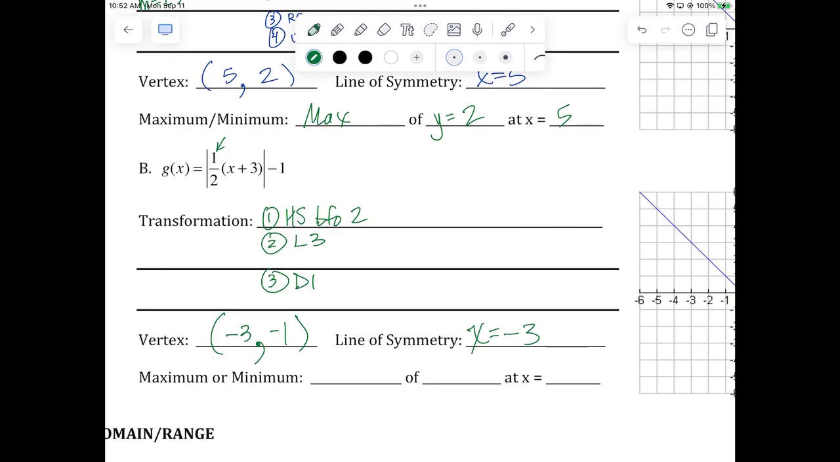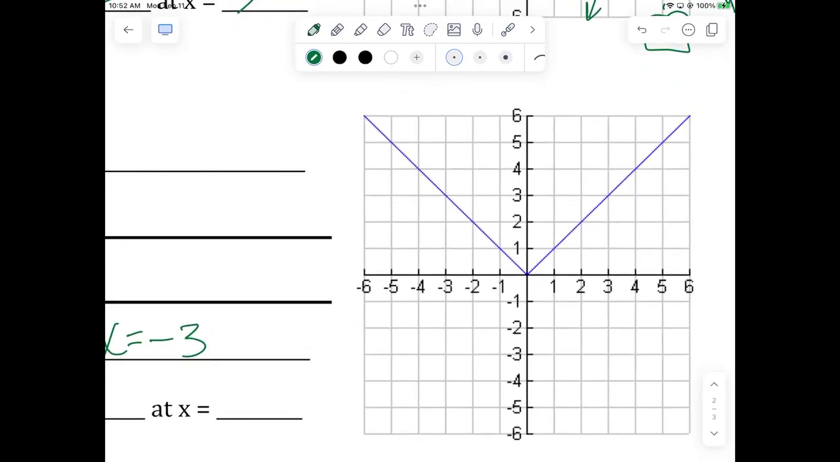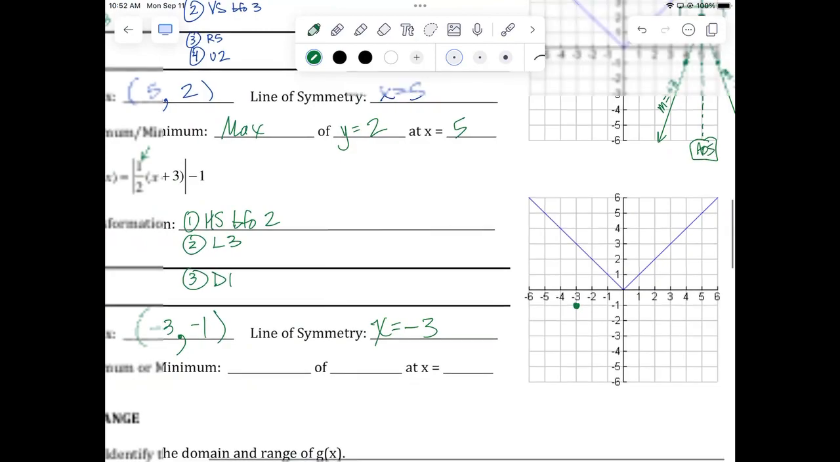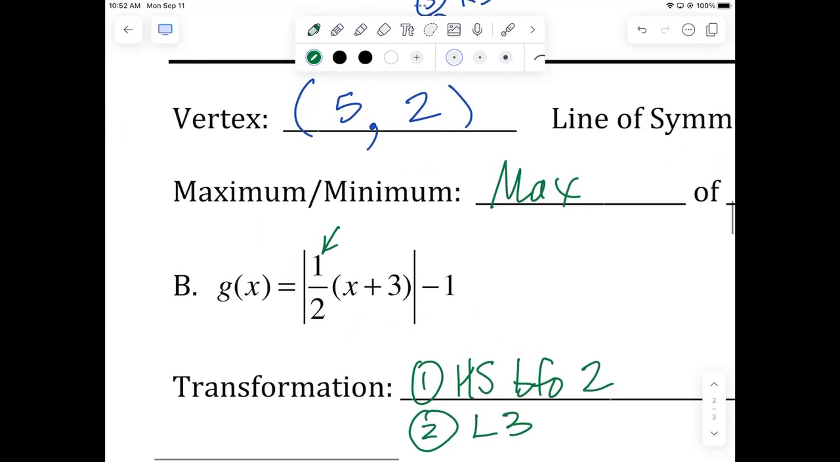All right, let's go ahead and sketch it before we answer the next question. So we go to (-3, -1), which is right here. And what's the slope going to be? If I highlighted the 1/2, that means the slope is going to be plus or minus 1/2. It's going to be one of each.